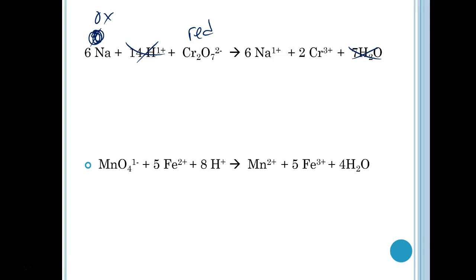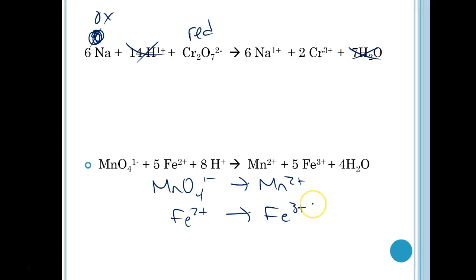All right, take a minute, see if you can do this one. Again, ignore the coefficients. Break them apart into the half reactions. Make sure you copy correctly. MnO4 1 minus goes to Mn2 plus. Fe2 plus goes to Fe3 plus. And again, I'm ignoring the coefficients. H1 plus goes to H2O. And again, one of these is going to have to go away. You probably already have figured out which one that is. That's okay. We're just going to go through and prove it.